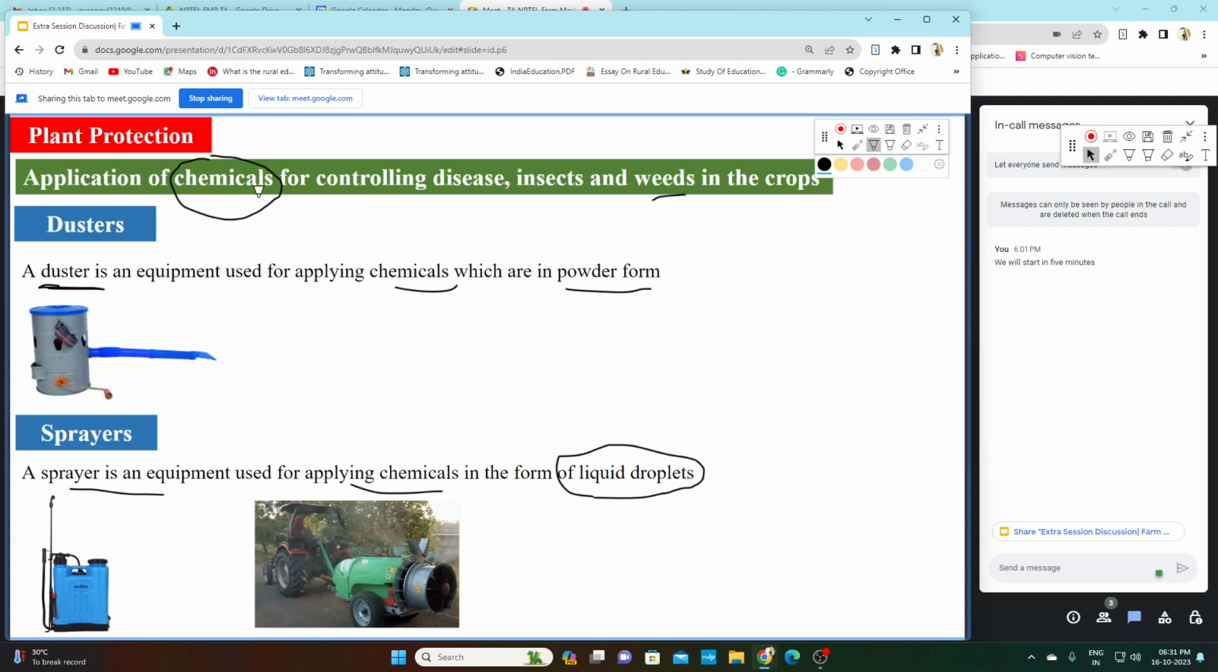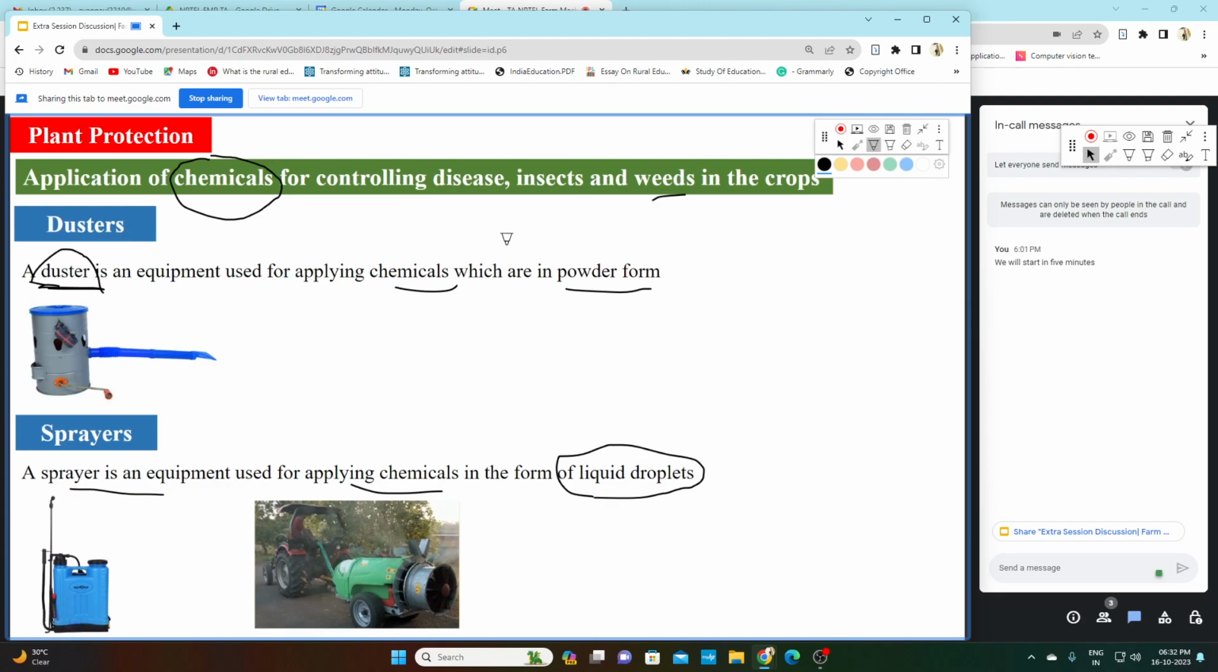Plant protection means we are controlling diseases, insects, or even weeds in the crops with the help of application of chemicals. Now these chemicals can be applied in two forms. We can apply it in powder form, or we can apply it in liquid form. The equipment used for applying chemicals in powder form, we call it a duster. And the equipment used for applying chemicals in liquid form, we call it a sprayer. So this is about our third farm machinery operation.